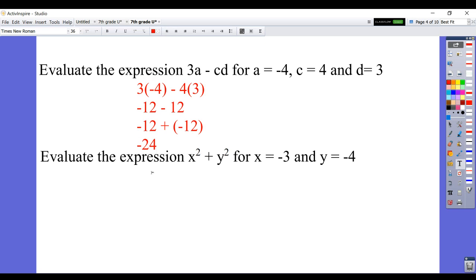For the next part, you're going to evaluate that expression, x to the second power plus y to the second power, when x is negative 3 and y is negative 4. So it's going to be negative 3 to the second power plus negative 4 to the second power. Negative 3 to the second power would be negative 3 times negative 3, or positive 9.